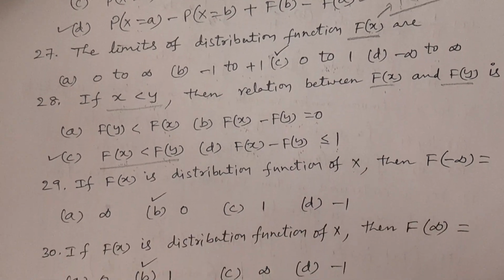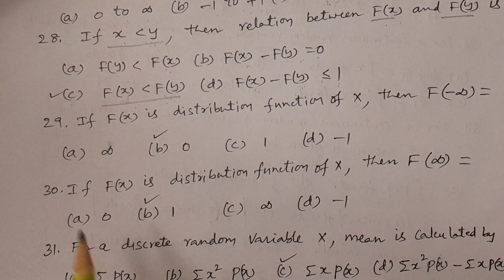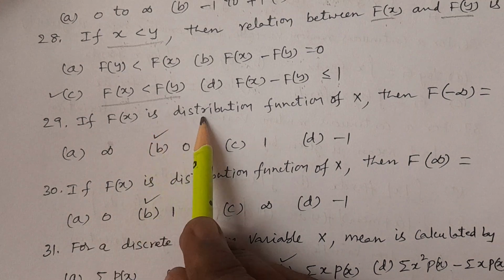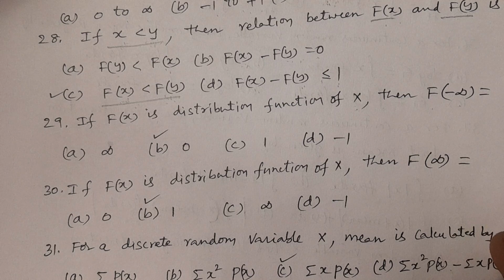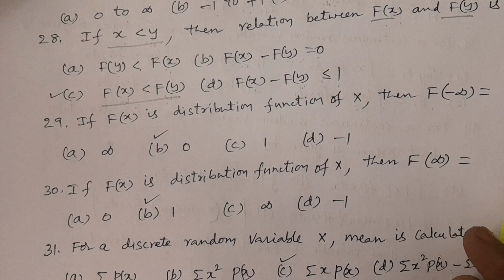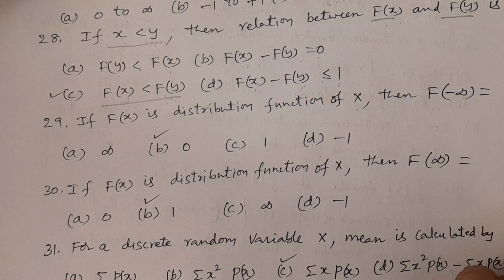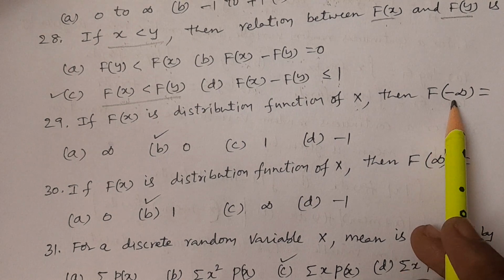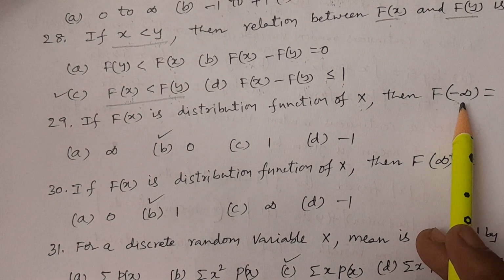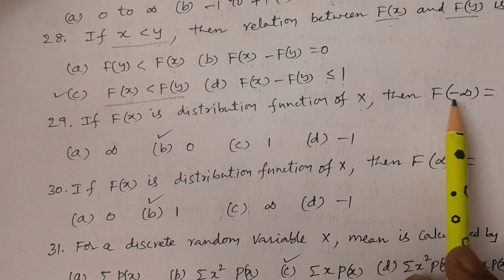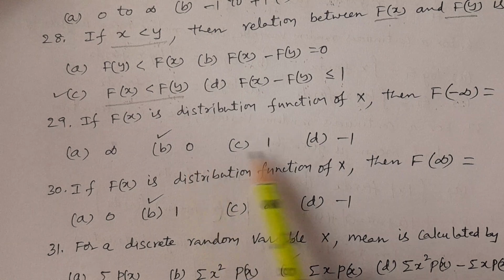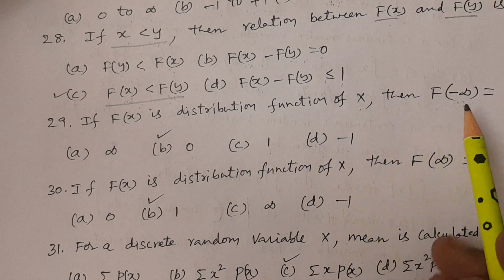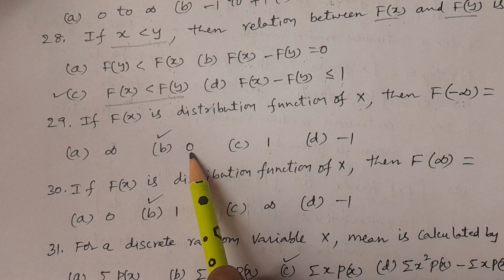Next, question number 29. If F of x is the distribution function of x, then F of minus infinity. There are two fundamental values. F of minus infinity, the least value of the distribution function, is 0. F of plus infinity is 1. Okay, the two properties. So F of minus infinity is equal to, options: infinity, 0, 1, minus 1. So F of minus infinity is 0. That is option B, the answer, right?